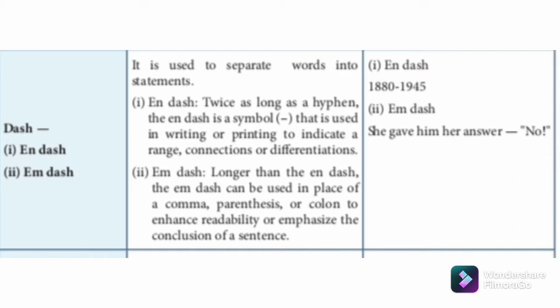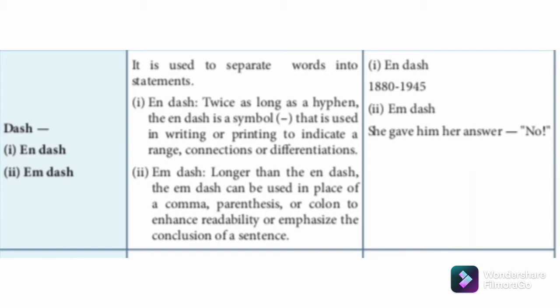This dash is of two types, n dash and m dash. What is n dash? It is twice as long as a hyphen. This n dash is used in writing or printing to indicate a range, connections or differentiations. Example, year 1880–1945.